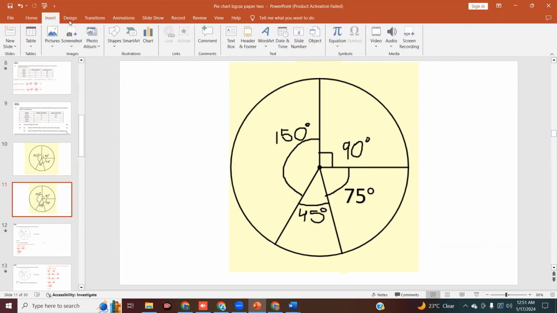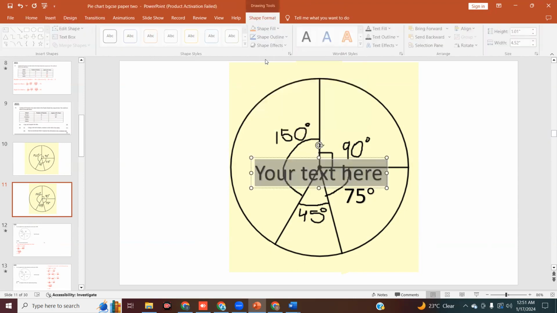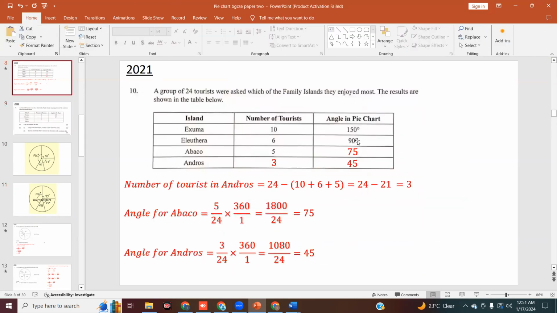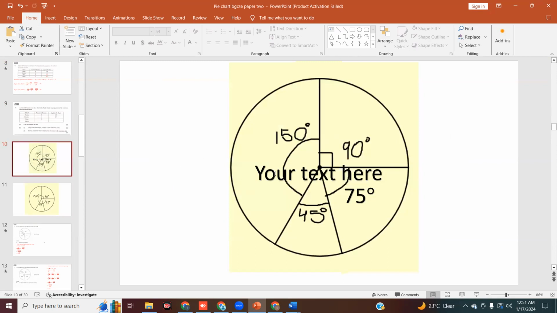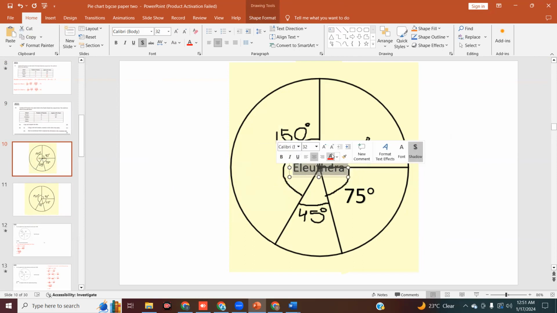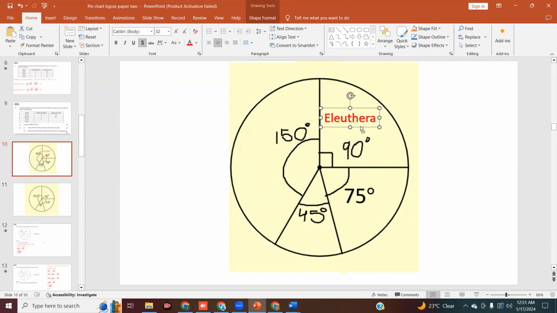For the 90, remember, if we go back to our picture, the 90 represented Eleuthera. So 90 is for Eleuthera. All right, so let's put this up here. So we're going to put Eleuthera, E-L-E-U-T-H-E-R-A. That's Eleuthera. And let me denote that in red. That's Eleuthera. Good.